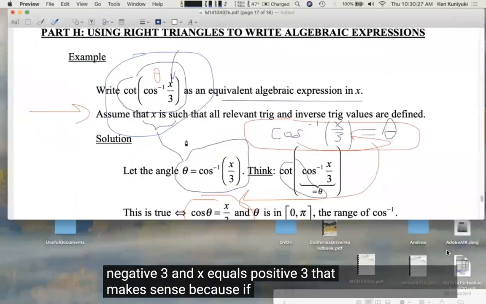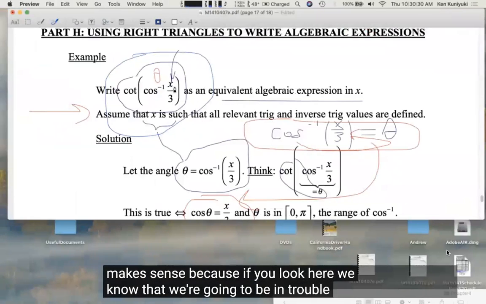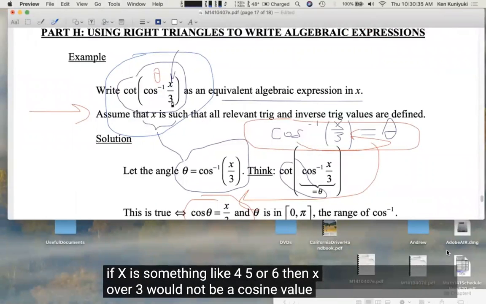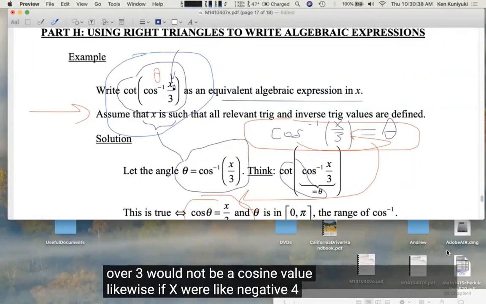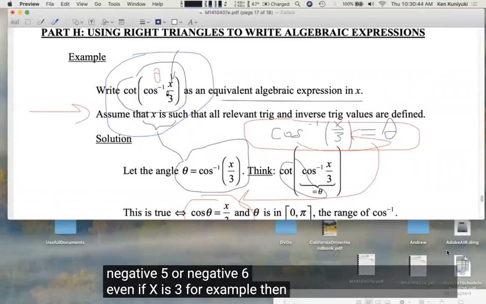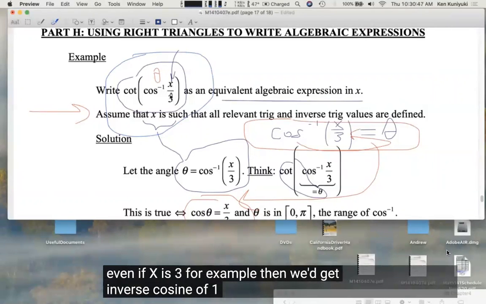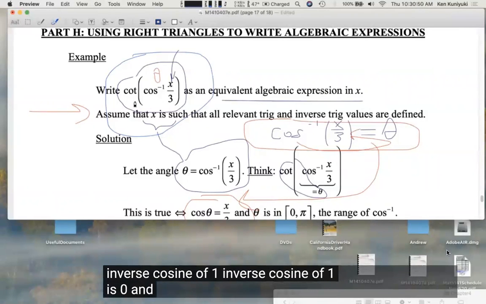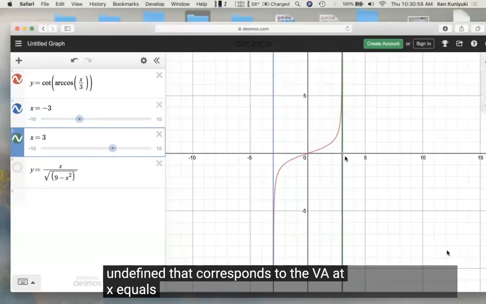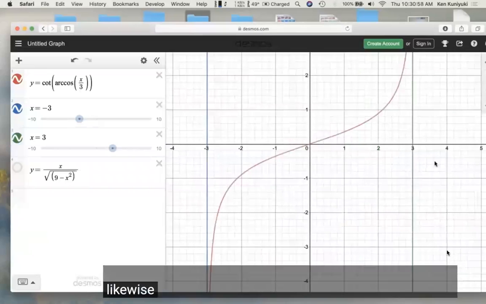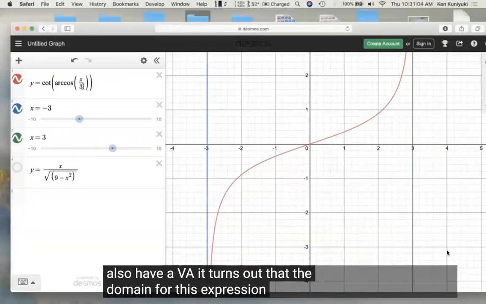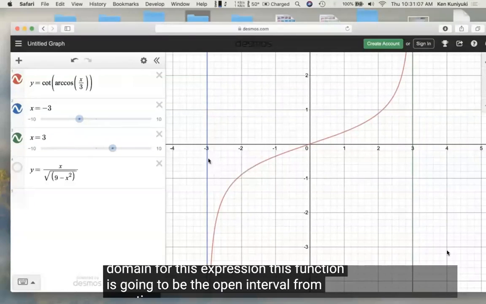That makes sense because if you look here, we know that we're going to be in trouble if x is something like 4, 5, or 6, then x over 3 would not be a cosine value. Likewise, if x were like -4, -5, or -6. Even if x is 3, for example, then we'd get inverse cosine of 1. Inverse cosine of 1 is 0, and it turns out cotangent of 0 is undefined. That corresponds to the VA at x equals 3. Likewise, at x equals -3, we also have a VA. It turns out that the domain for this function is the open interval from -3 to +3.